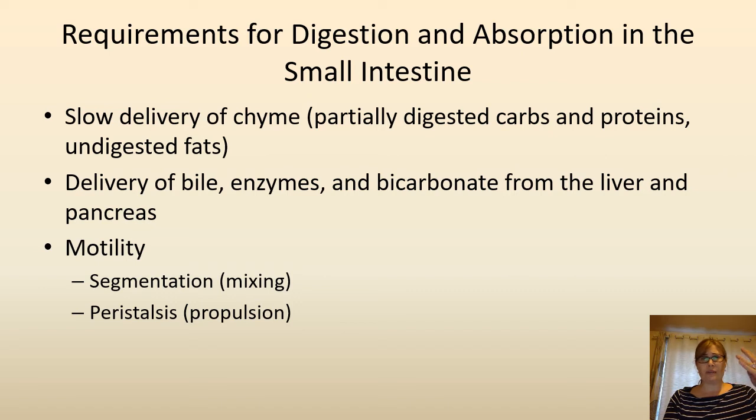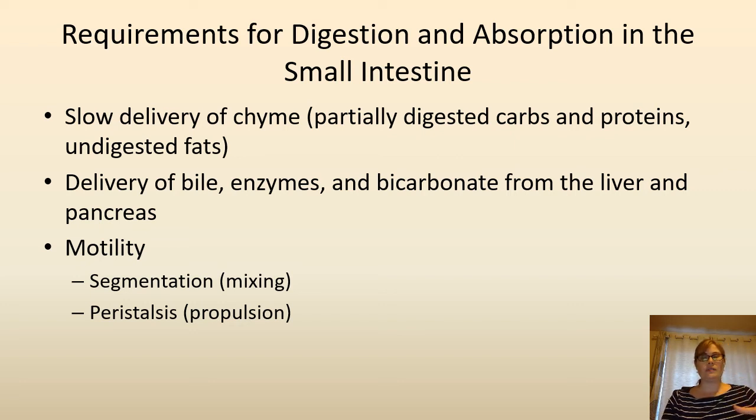Partially digested stuff, we're including the lipases from the stomach, but they're not really doing anything yet. For fats, we have the delivery of bile, which is coming from the gallbladder. We have enzymes and bicarbonate from the liver and pancreas. So mostly the pancreas is going to be another neutralizer. Bicarbonate is going to neutralize acids.